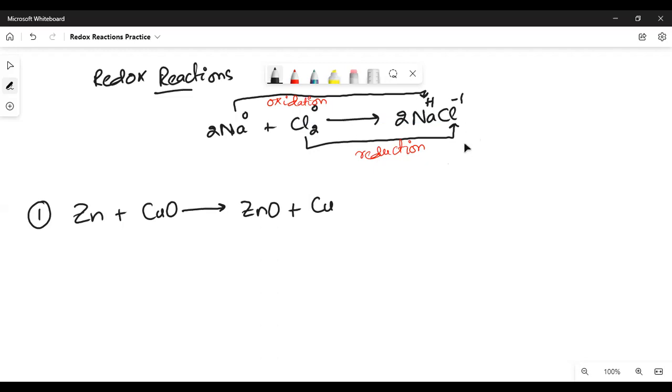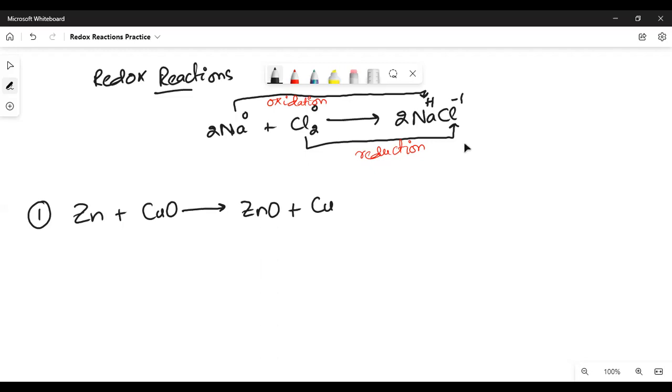The first example at the bottom is of zinc and copper oxide. You can see zinc reacting with copper oxide, producing zinc oxide and copper. For this specific reaction, try to find out which exact element or compound or species is going under oxidation and which one is going through reduction. Go ahead.